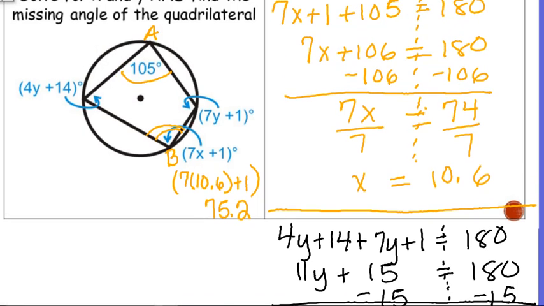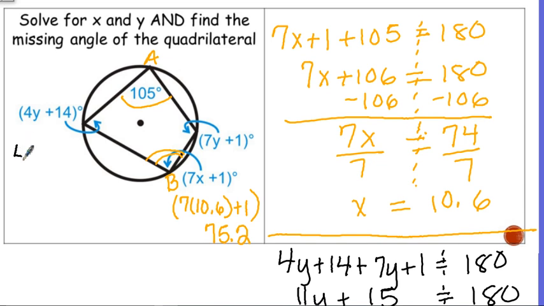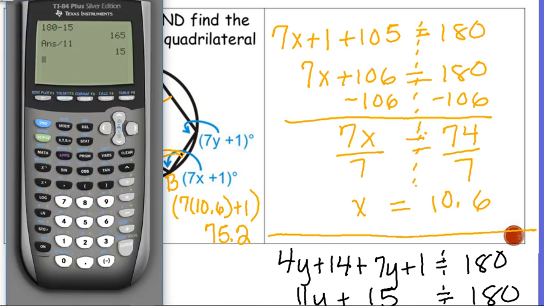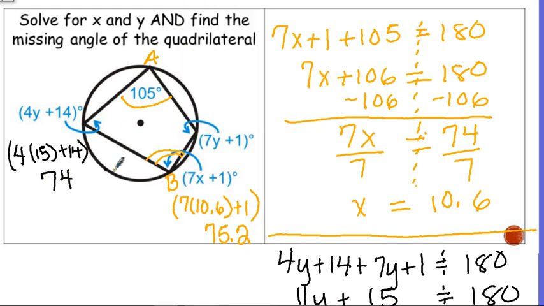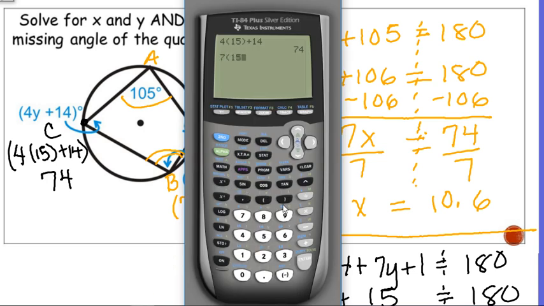Now that I know that y equals 15, I'm going to go back up and substitute in. So 4 times 15 plus 14. I'm going to grab my calculator, knock that out. So 4 times 15 plus 14 equals 74, so this angle is 74. And then we can call this C if you would like. And you can call this one D if they don't label it for you. And then to get this one, 7 times 15 plus 1, so we get 7 times 15 plus 1 is 106.